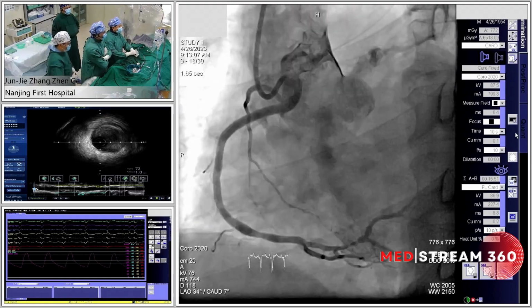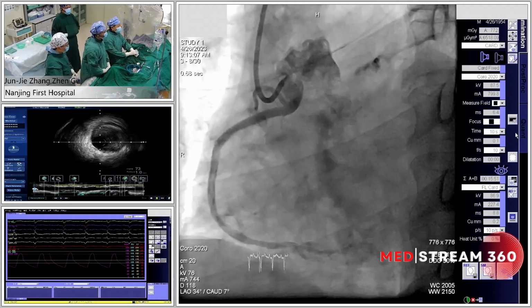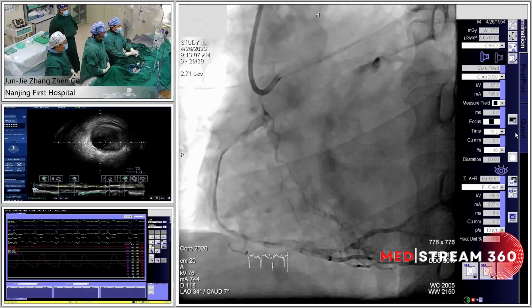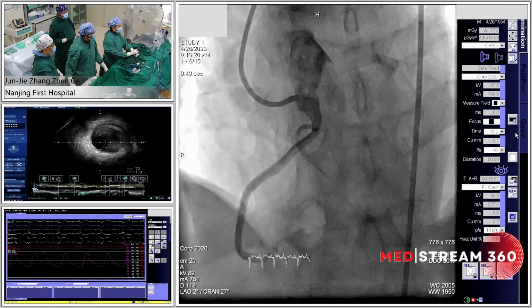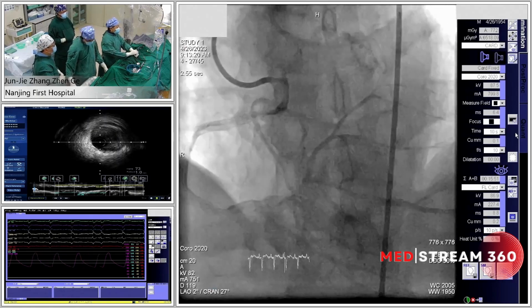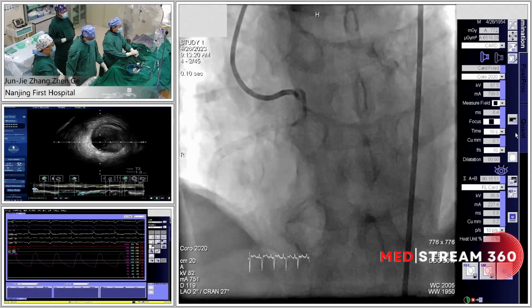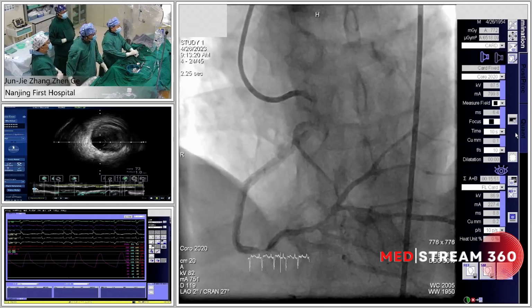Let me summarize this case. 40 days ago, because of the inferior MI, we performed the primary PCI for the right coronary artery. And today is stage 2 PCI for the left coronary artery. From today's angiogram, we can see the two stents are opened very well, and TIMI flow is great.